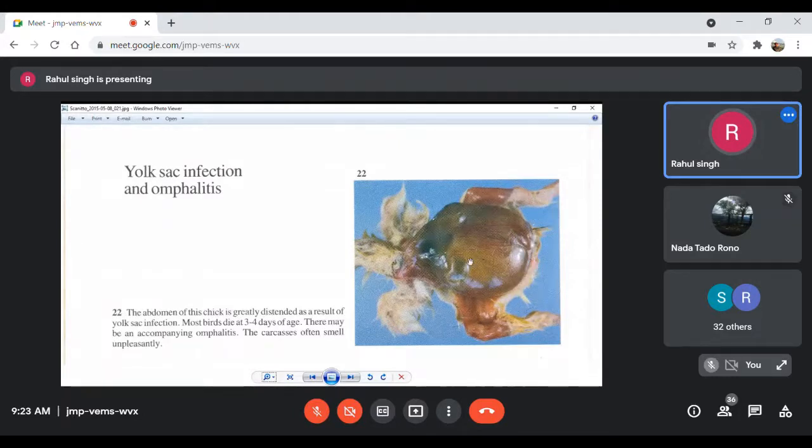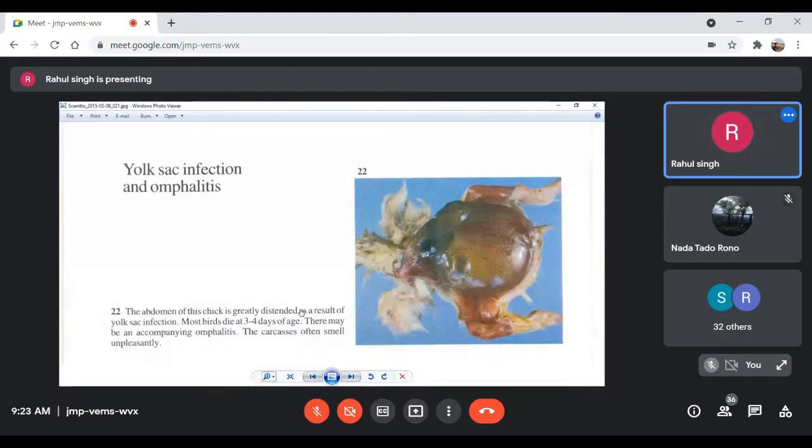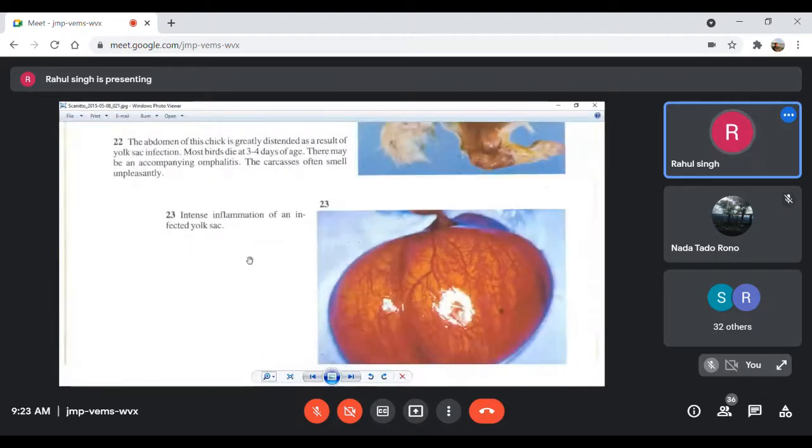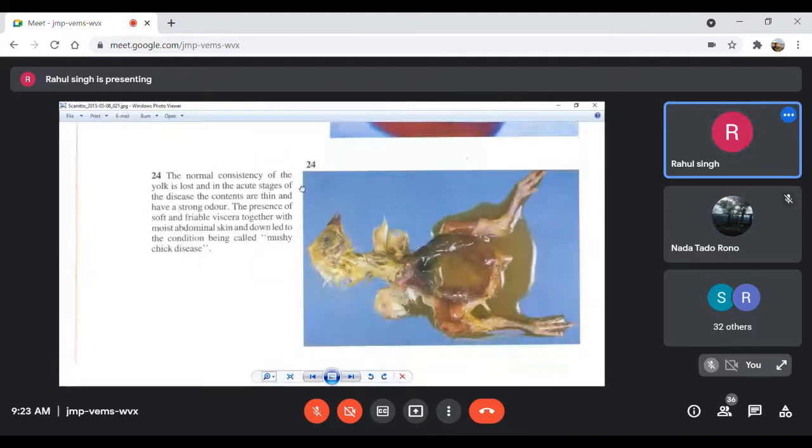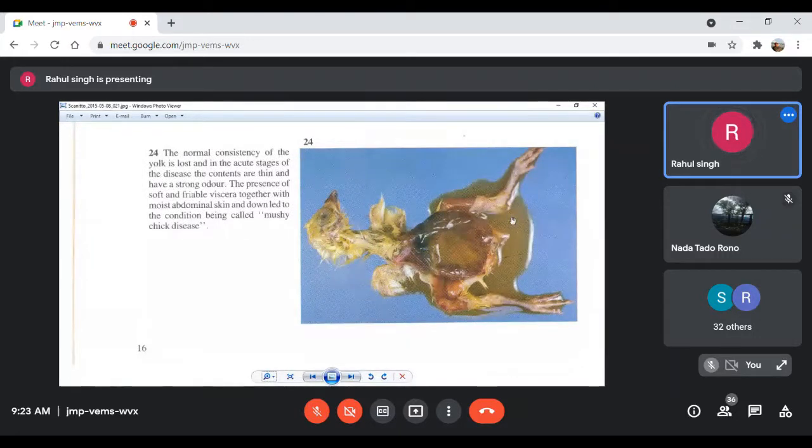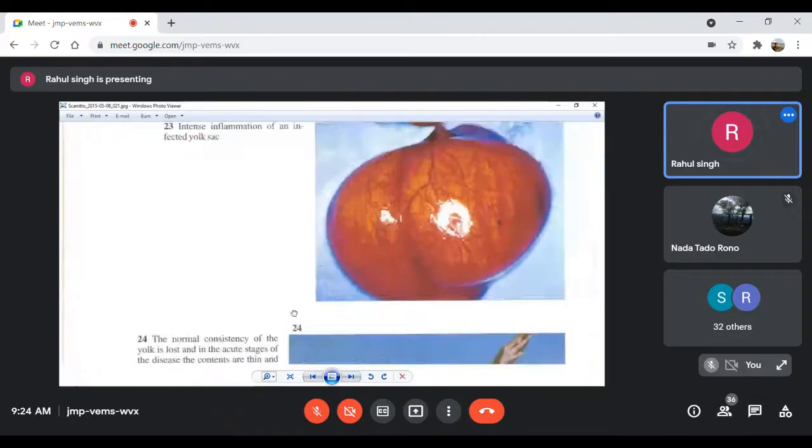Okay, and this is a case of yolk sac omphalitis, yolk sac infection. When we open up this chick, dirty greenish, or I should say discolored, foul smelling fluid will be coming out. This is a mushy chick, typically the mushy chick. That above one has been opened up. So here, if you see, the remnant of yolk sac is not visible, but this book also shows one intact yolk sac.